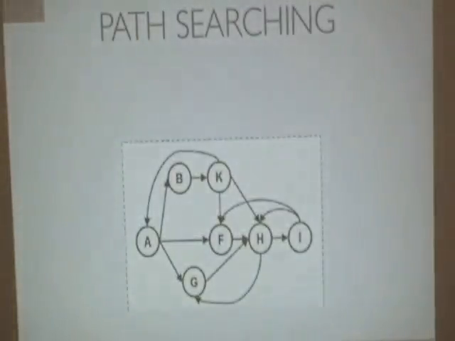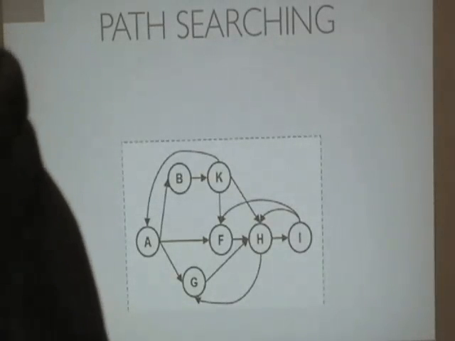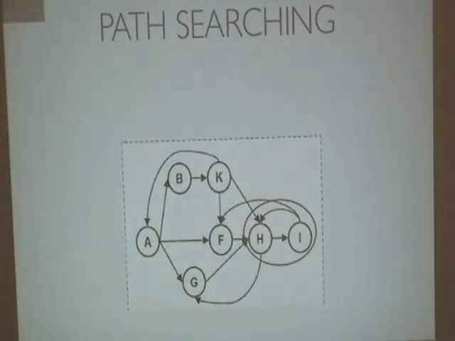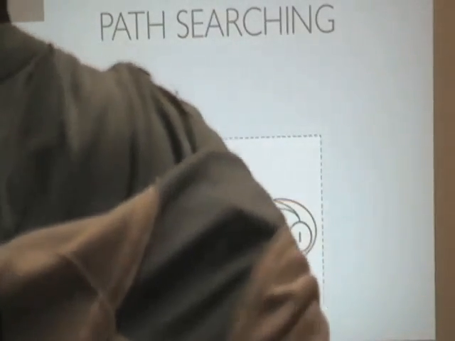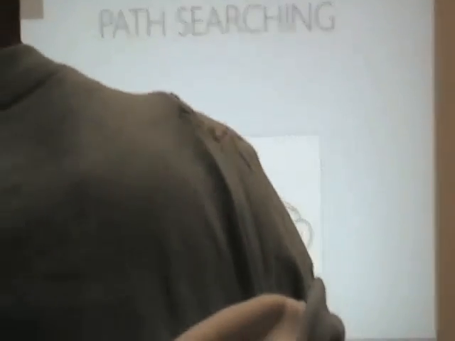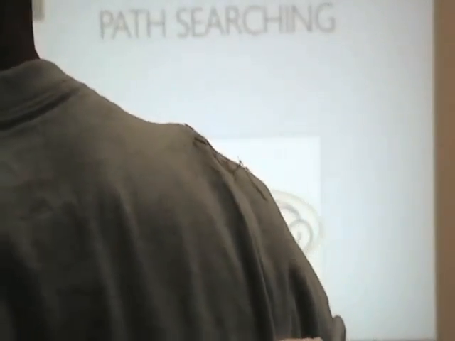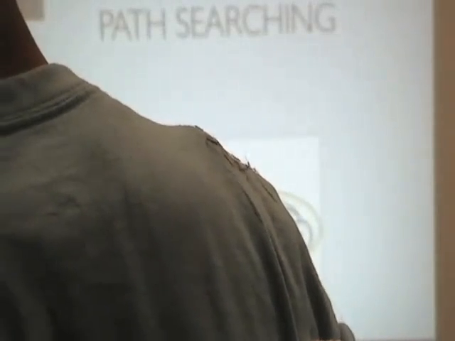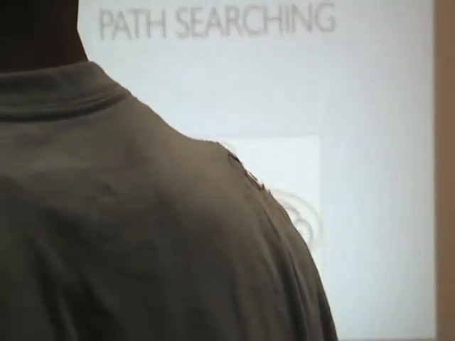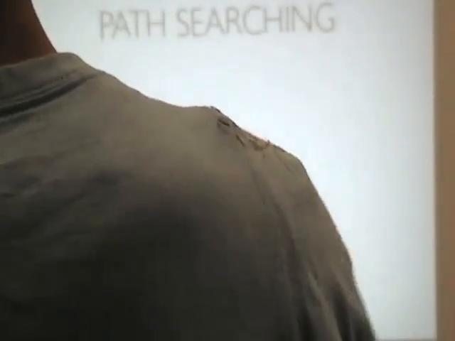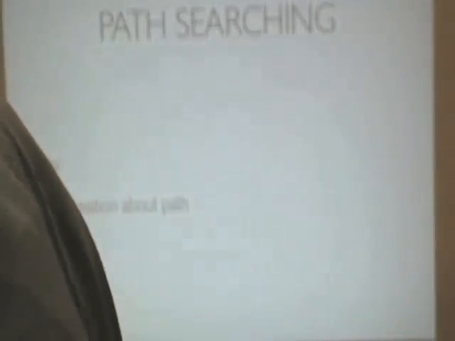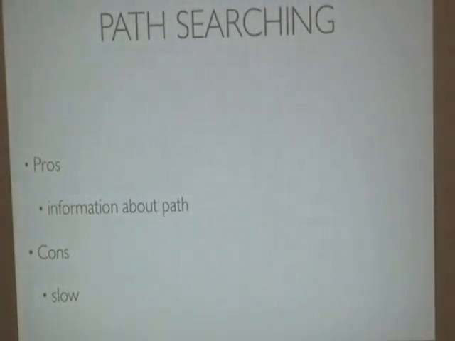The second method, which is the path searching, is easy. First we use the path. Here we have a direct cycle, another direct cycle, and we have an indirect cycle in between F, H, and A, G, and K. Okay. So the path searching has the advantage that we have information about the path, but it is slower than the first approach.